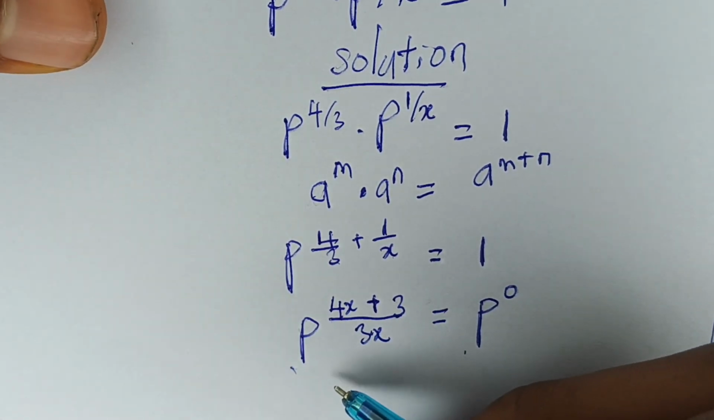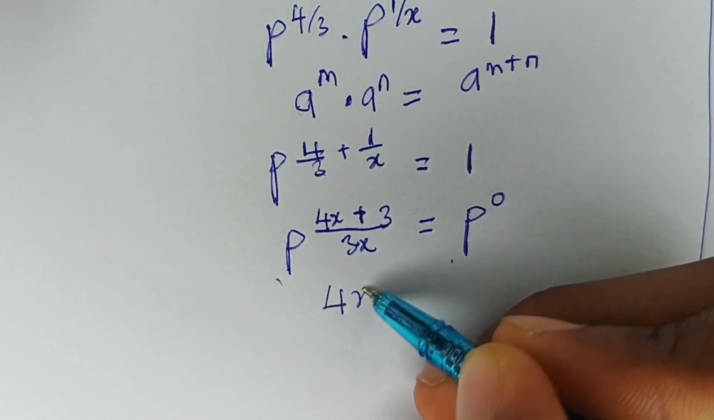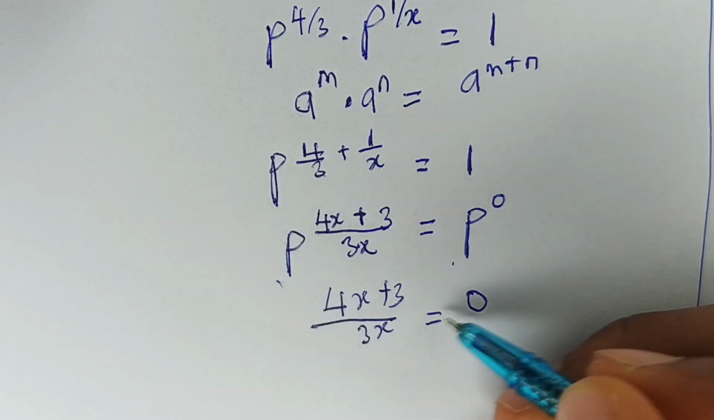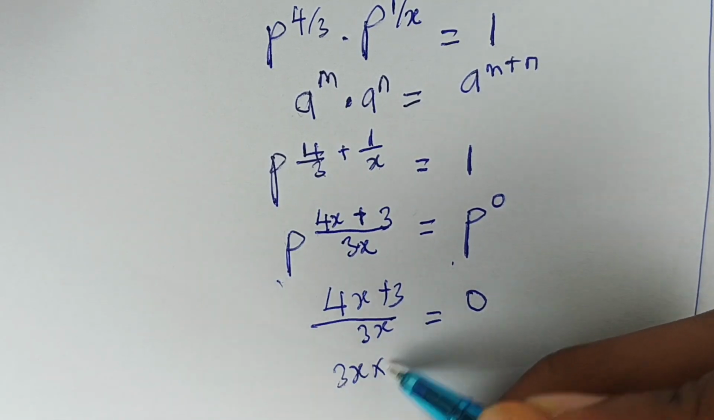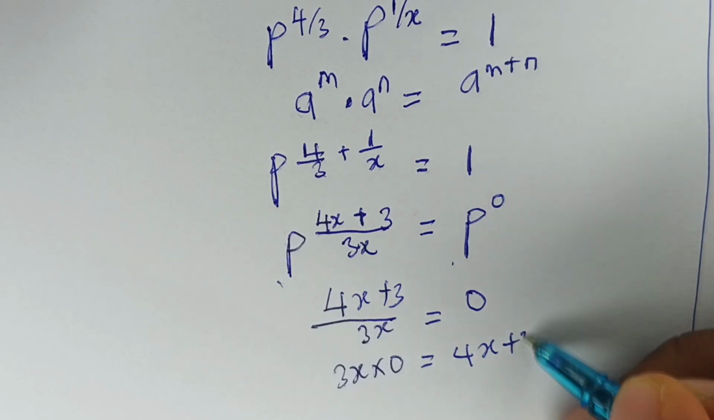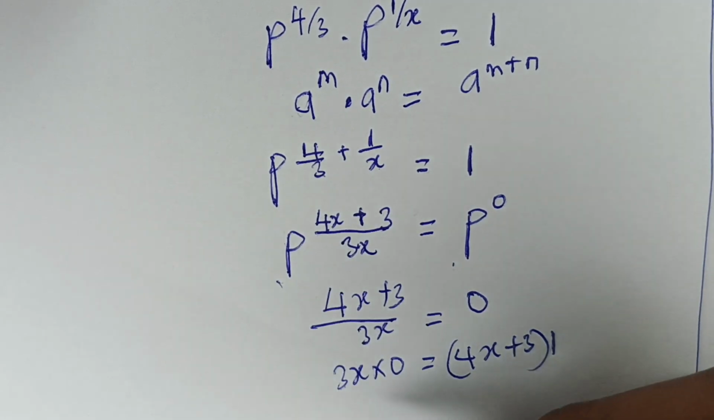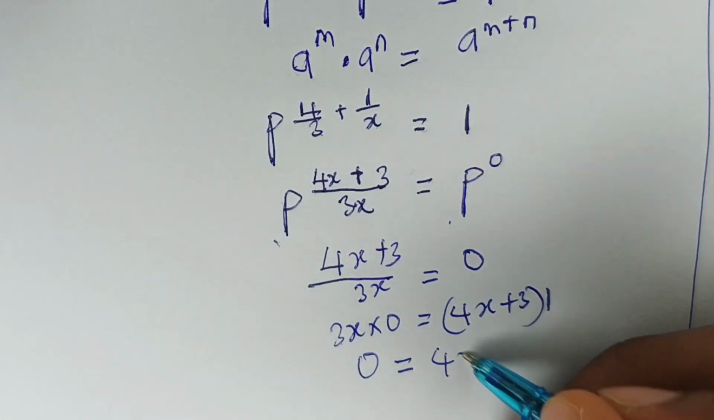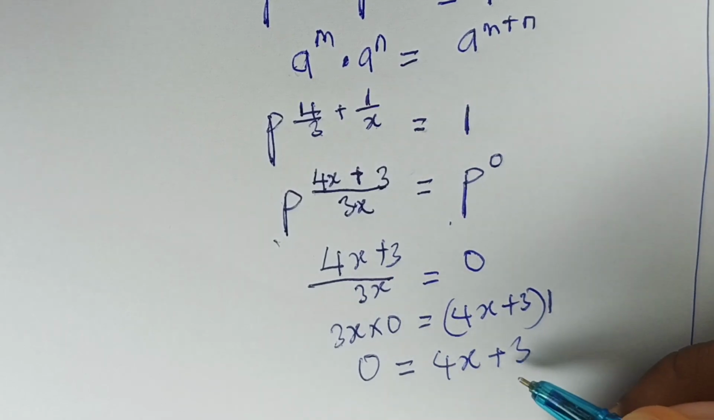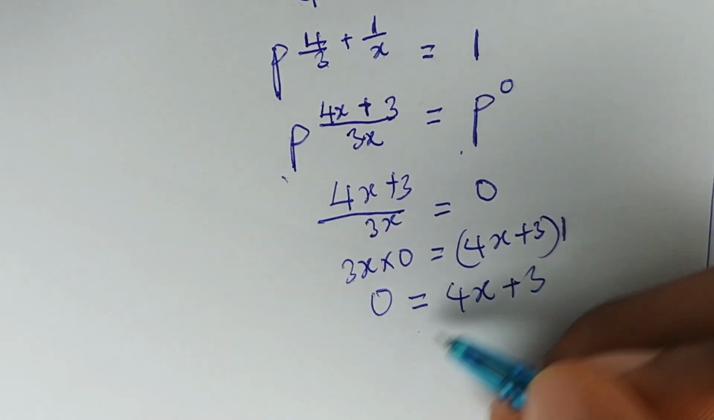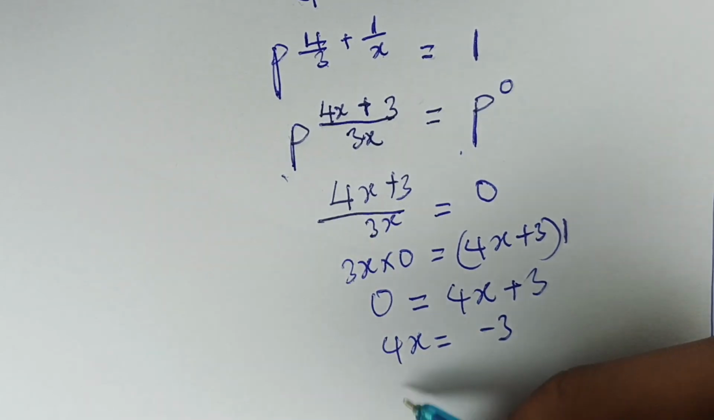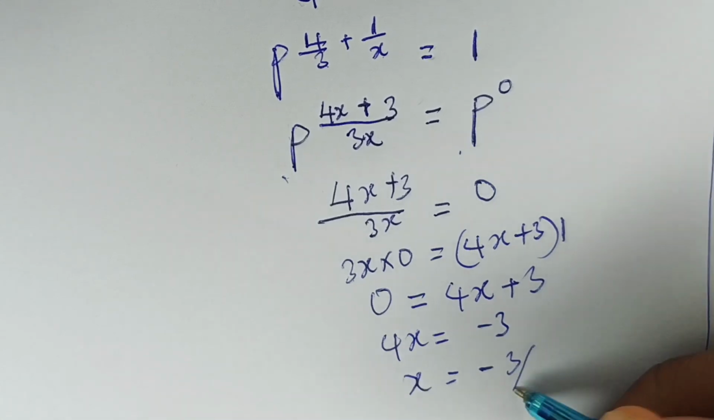So we're simply going to have 4x plus 3 all over 3x to be equal to 0. Cross multiplying, we have 3x times 0 to be equal to 4x plus 3 all multiplied by 1. Okay, 3x times 0 is 0, to be equal to 4x times 1 is 4x, 3 times 1 is 3. So we have from here that 4x is equal to negative 3, hence x is equal to negative 3 over 4.